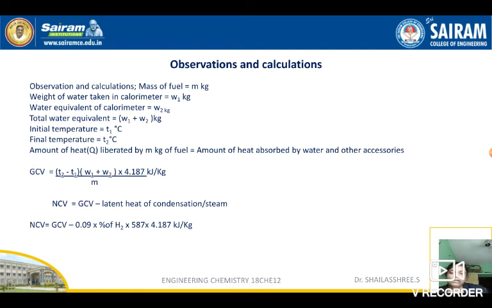I think it's clear. Once again, a revision of this. We take a known amount of the fuel sample in the crucible and ignite the fuel. Combustion takes place, the liberated heat is absorbed by the surrounding water, and the temperature of the water is raised. What we have to do is very simple: note down the initial and final temperature of the water, and the mass of the fuel is already known. T1 is the initial temperature, T2 is the final temperature, and W1 is the water taken in the calorimeter.